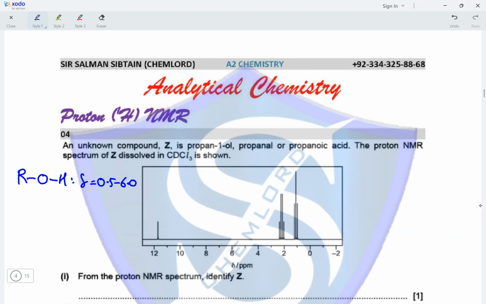So, it is not the alcohol. Then for the aldehyde, it would be the RCHO peak, which would lie in the chemical shift range of 9.3 to 10.5. And in that range, we cannot see a singlet either, so it is not the aldehyde. And for the carboxylic acid, RCOOH, we would have a singlet peak in the range of 9 to 13, which is there.